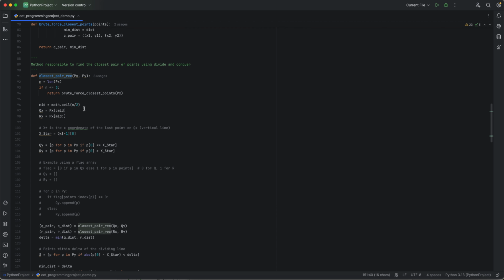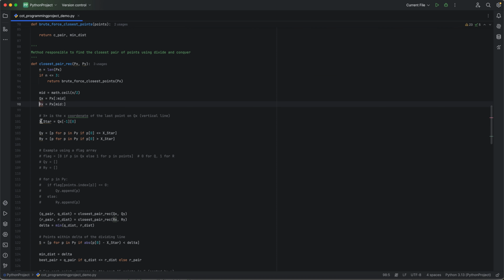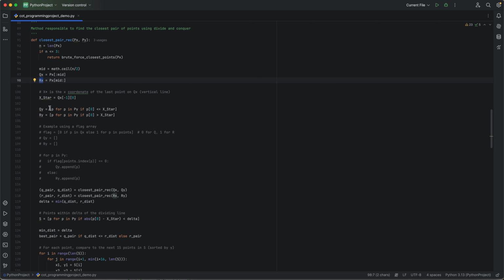The recursive function base case is this one. And then we construct qx, rx, qy, and ry. The construction is pretty straightforward. For the qx, we just get the first half of px and the second half of px for the rx, and then we get the x star, that is basically the dividing line. The x star is the last element in qx, the x coordinate. So this is the dividing line.